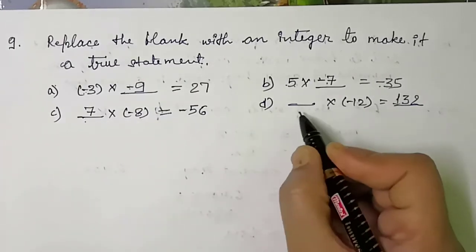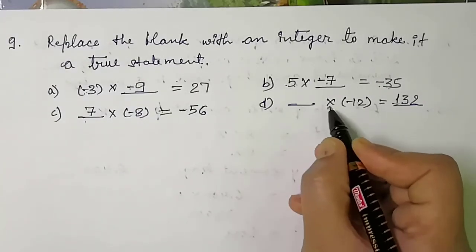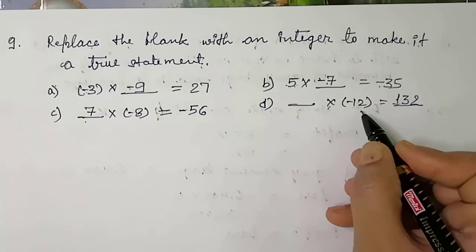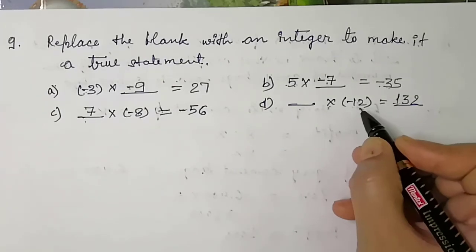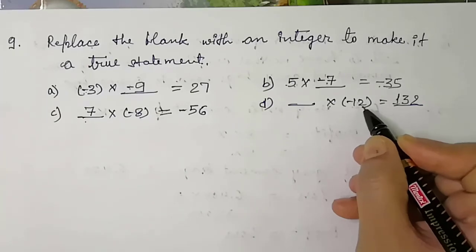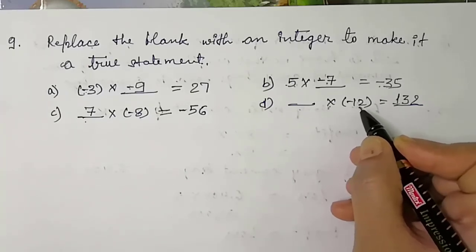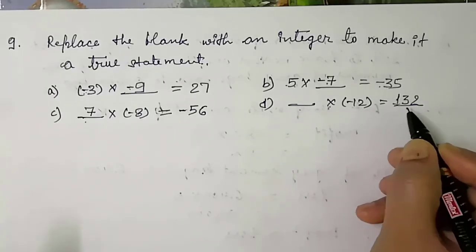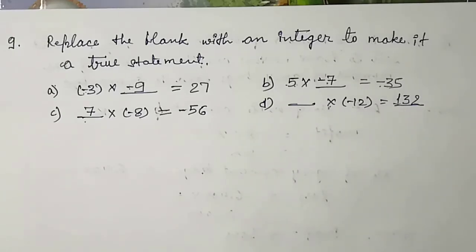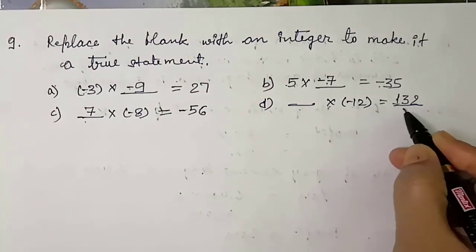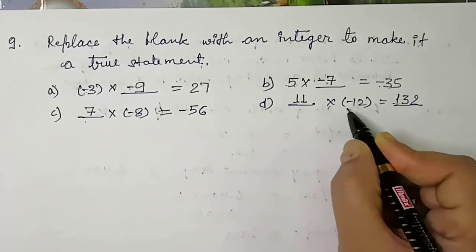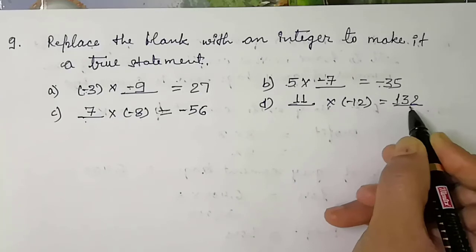Okay. Now come to D. Blank into minus 12 is equal to 132. And see, when you remember the table of 12, 10 twelves are 120, and this is more than 120. This is 132. That means you just multiply by 11, then you will get 132. So I'm going to write 11 here. When you multiply 11 twelves, you will get 132.